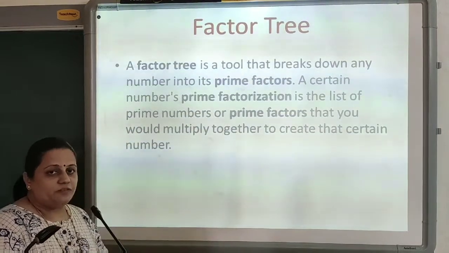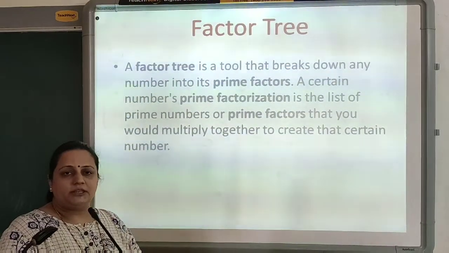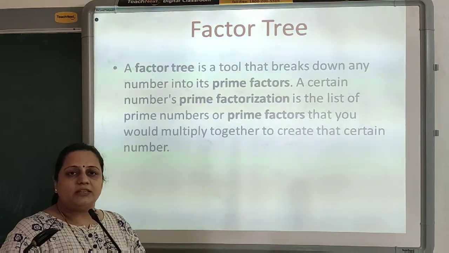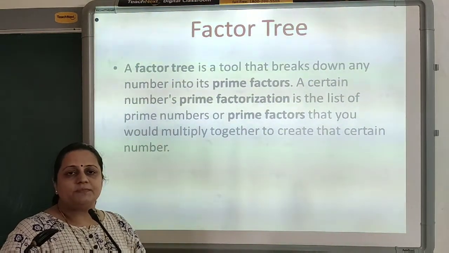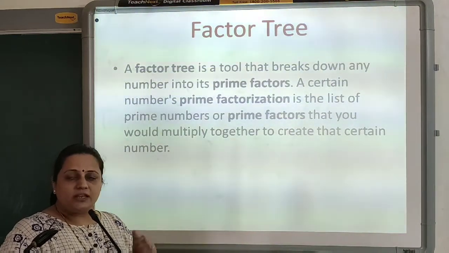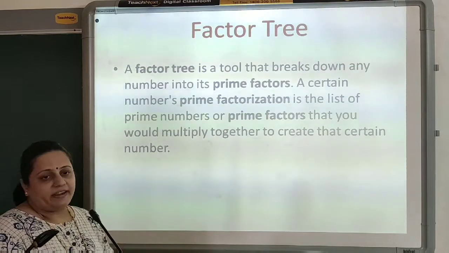Now in this lecture we are going to see factor tree. What is meant by factor tree, how to draw it, then LCM and HCF. LCM means lowest common multiple and HCF means highest common factor. What is it exactly? Now we will see. First we will see factor tree.